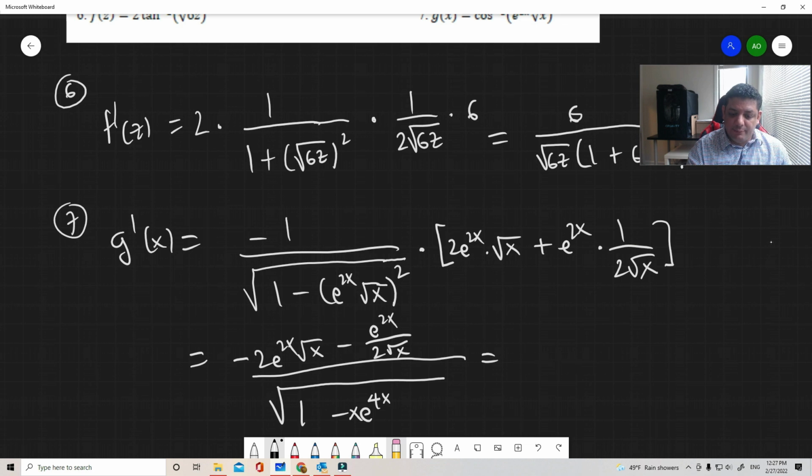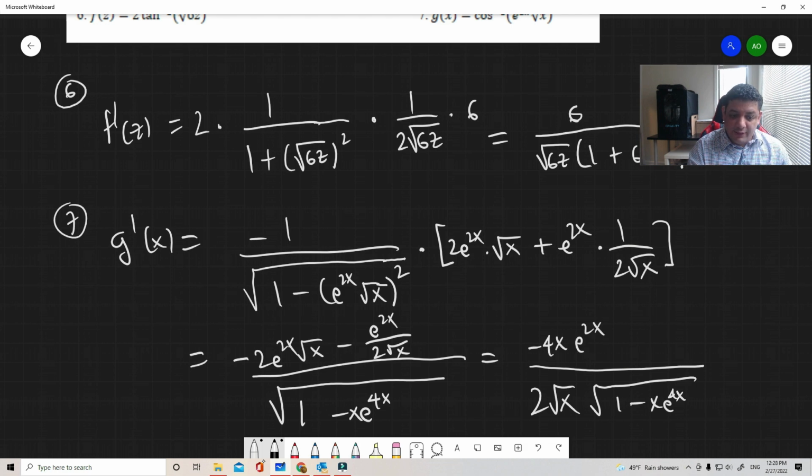And so now the bottom line is 2 square root of x times 1 minus x e to the 4x. And now why am I multiplying by 2 square root of x? Because notice that this becomes minus 4x e to the 2x, this first part. And now this transforms into e to the 2x. And that's it. So this is the simplified version of that.